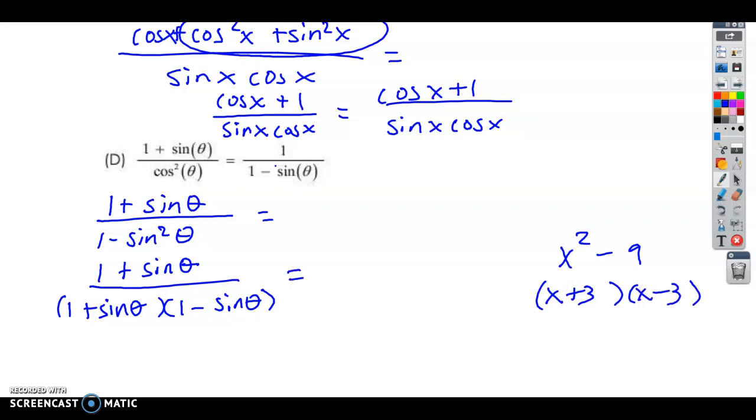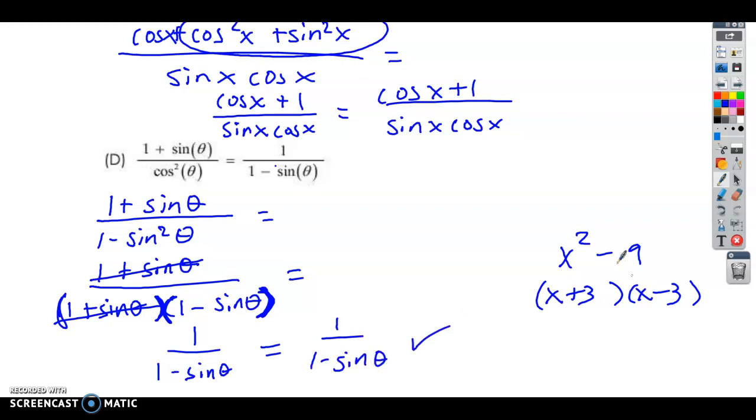Okay, so now let's look at it. Now I've got a factor in the numerator and in the denominator, and they're the same. So I can cancel them. The reason I can cancel those is because these factors in the denominator are being multiplied. If they were being added or subtracted, I wouldn't be able to do that, but you can cancel factors. So now what do I have left? 1 over 1 minus sine of theta equals the other side, 1 minus sine of theta. Check. Moving on.